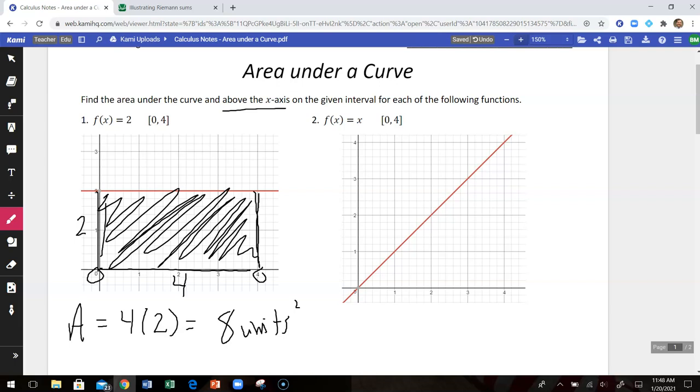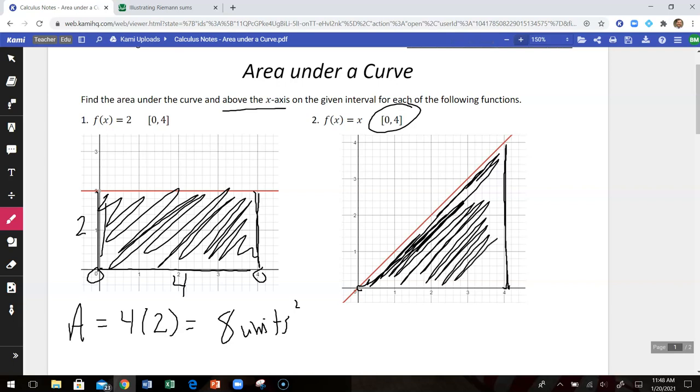Okay, number 2, we have a function that's f of x equals x. So it's a diagonal line through the origin, slope of 1. We're going to go from 0 to 4. So I want to look at this region right here from 0 to 4, the area under the curve but above the x-axis would give me this area right here.